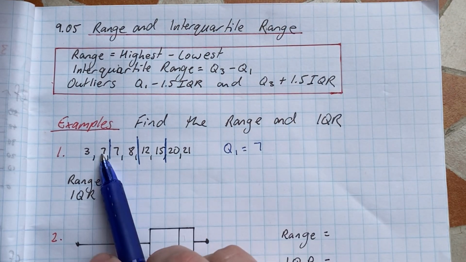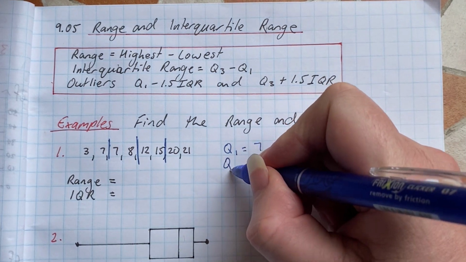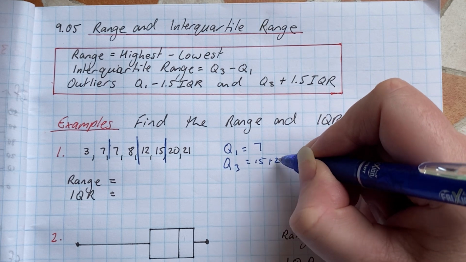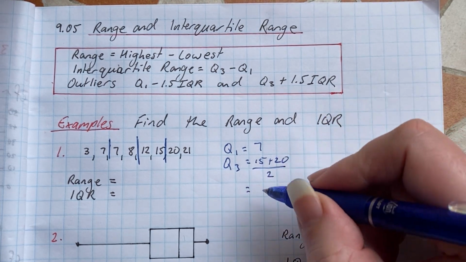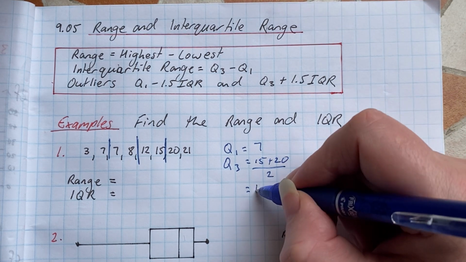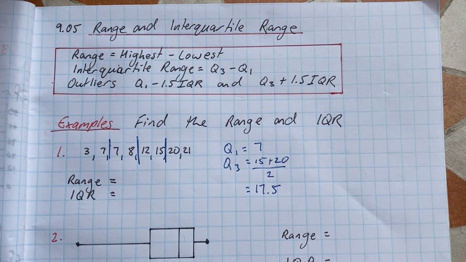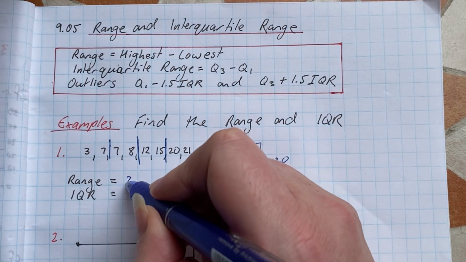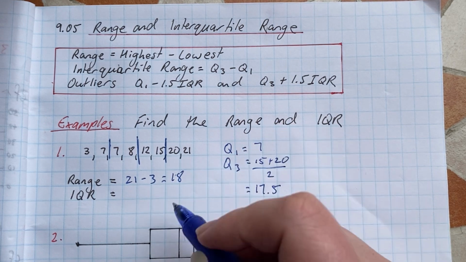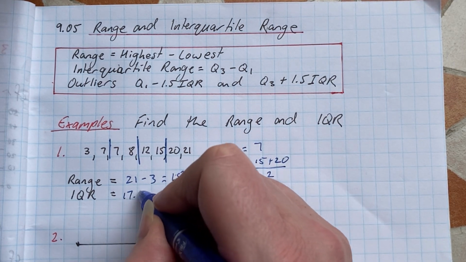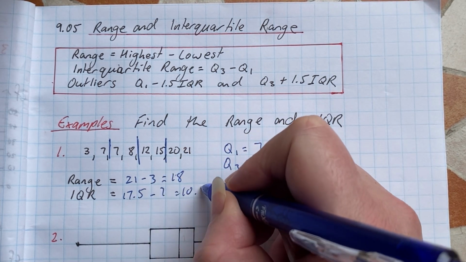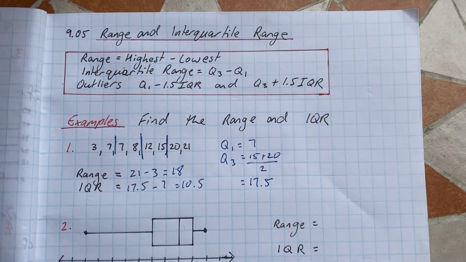So our Q1 is 7, halfway between 7 and 7. And our Q3 is the average of 15 and 20. So 15 plus 20 over 2, which is 35. Half of 34 is 17, so 17.5. So our range is just going to be 21 minus 3. So that equals 18. And our interquartile range is 17.5 minus 7. So that equals 10.5.